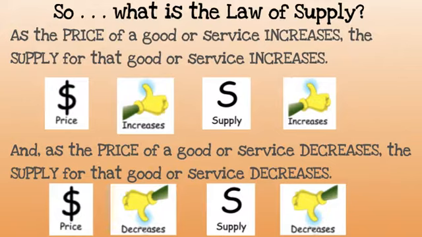So again, our thumbs are the same in supply. Supply begins with an S, and your thumbs are the same, which S is the beginning of same. So remember the law of demand, our thumbs are different, D for different. Law of supply, our thumbs are the same, S for same.